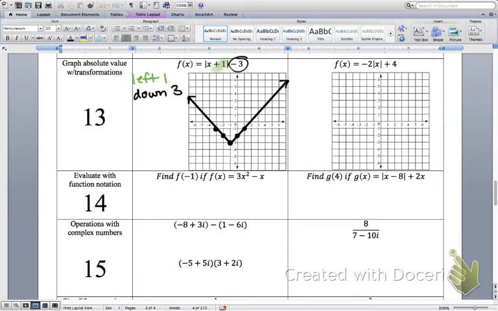For example number 2, we have a vertical reflection because of the negative, and we also have a scaling by 2 since there's a 2 being multiplied on the outside. The other transformation is a +4 afterwards, so that means we're going up 4.